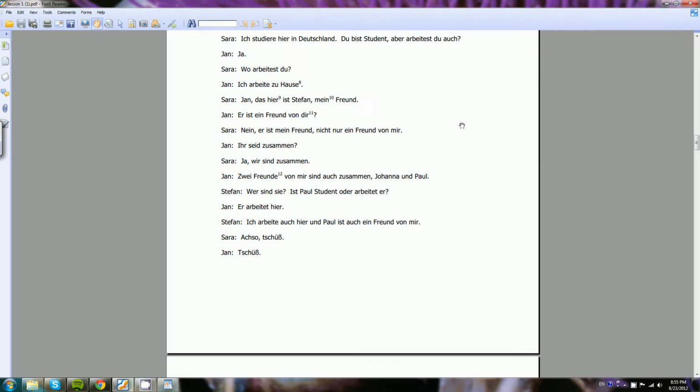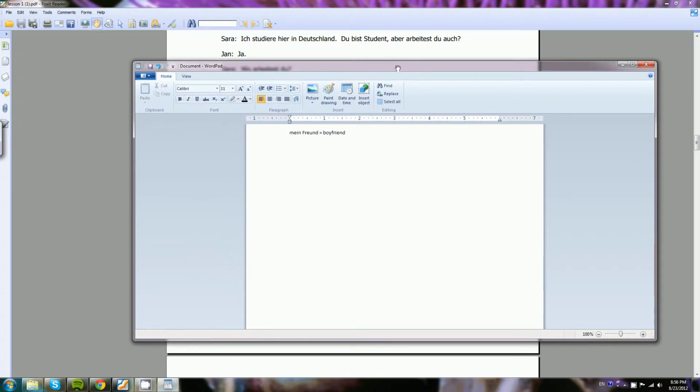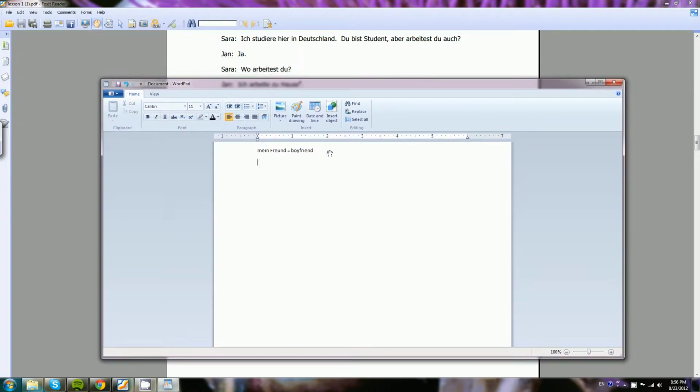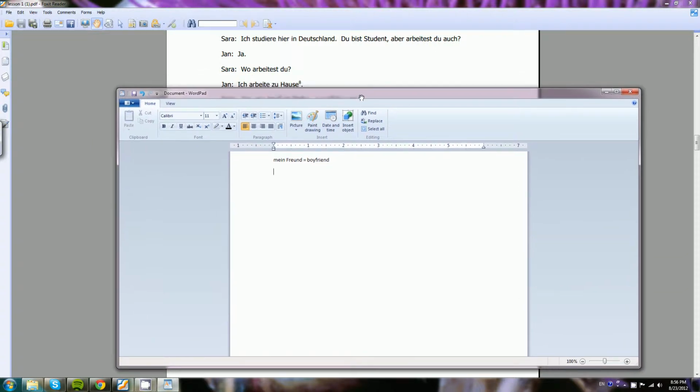Okay, and then the distinction between mein Freund and ein Freund von mir. This is kind of a weird thing in German. It's just kind of annoying to work around if you're used to just saying, yeah, he's my friend. So "ist ein Freund von mir" is what you really want to say to distinguish that it's not your boyfriend. And it's very context based.